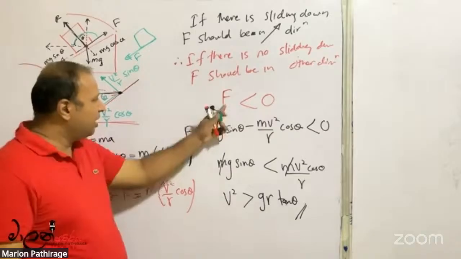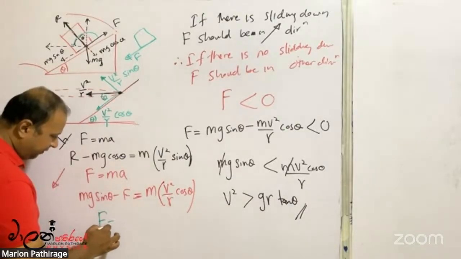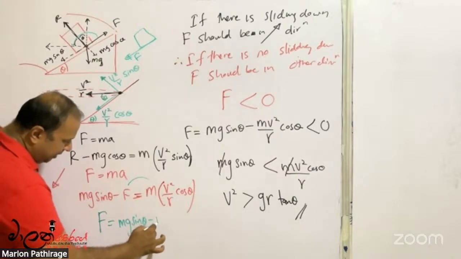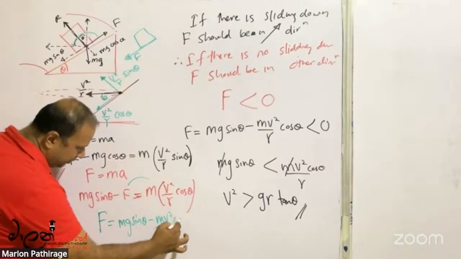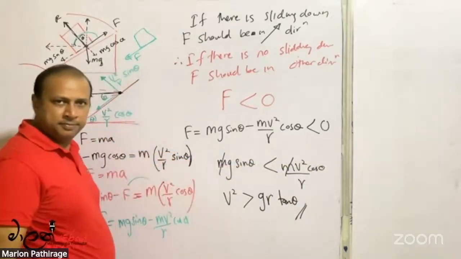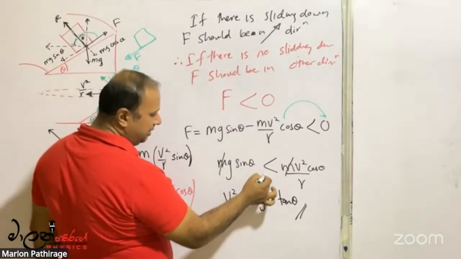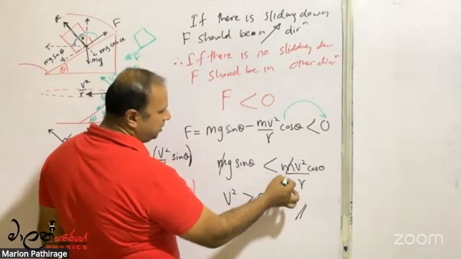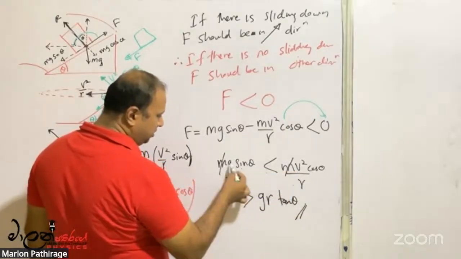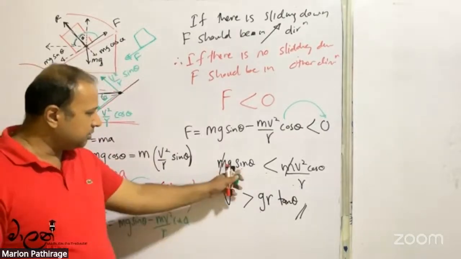එහෙනම් පුතේ බලන්න F value එක negative. From this we can get F. F is equal to mg sin theta minus m v squared over r cos theta. That is it. Therefore, this value should be negative. So you can take this value to this side. Then mg sin theta is less than mv squared cos theta over r. Then m will be cancelled out. Then v squared is equal to gr sin theta over cos theta, and sin theta over cos theta means tan theta.